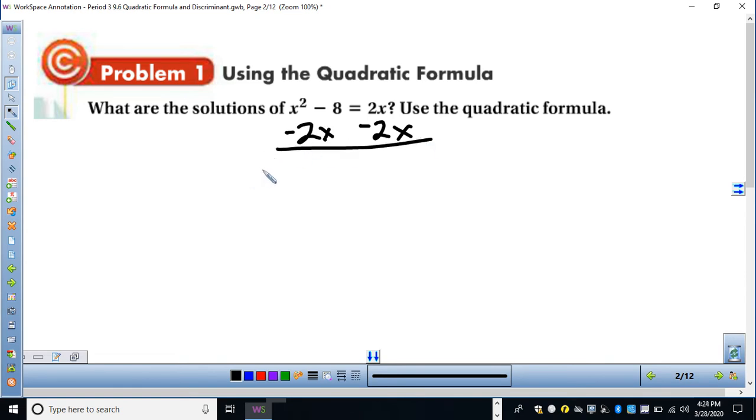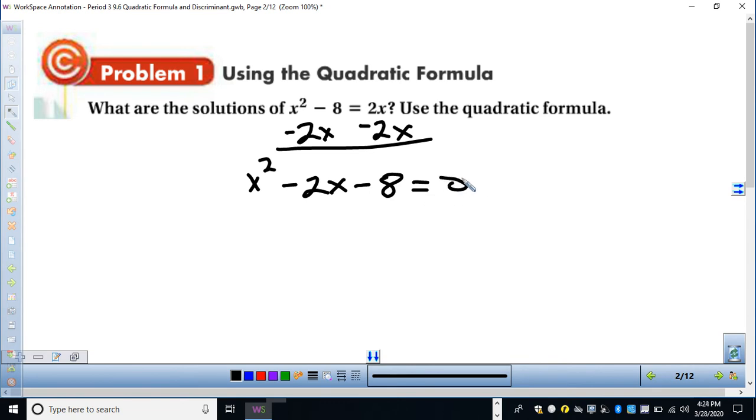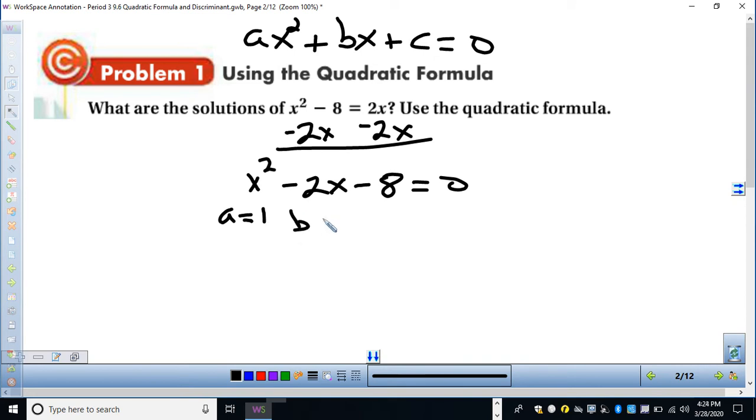So we just get x squared minus 2x minus 8 equals 0. Again, we want this equation, x squared minus 2x minus 8, to look like the general form of a quadratic, ax squared plus bx plus c equals 0. So here, if we identify a, we get 1, b equals negative 2, and c equals negative 8. And then we're going to plug into the quadratic formula.